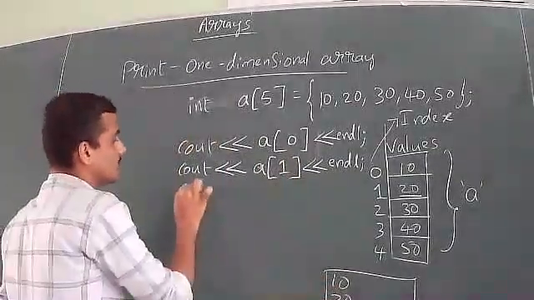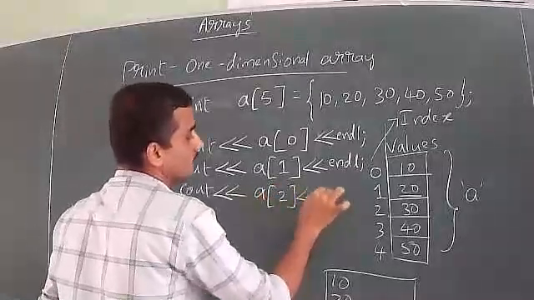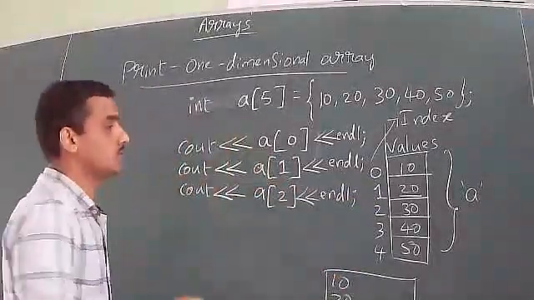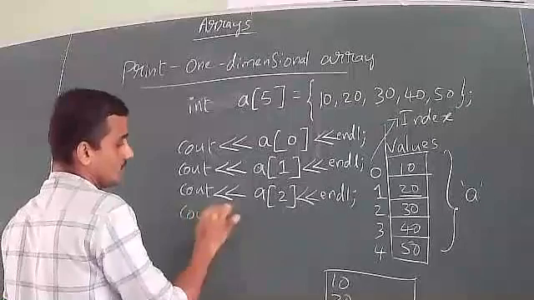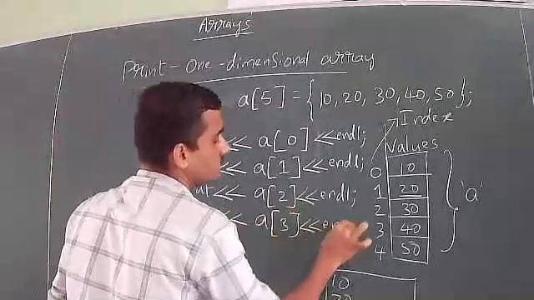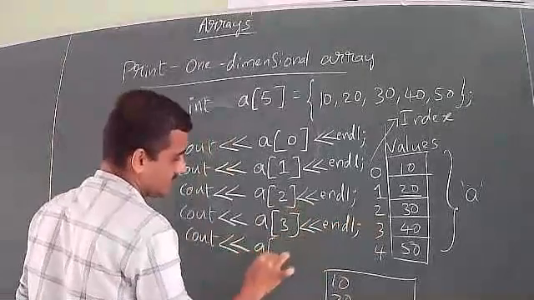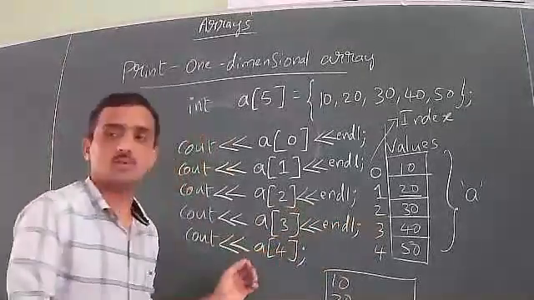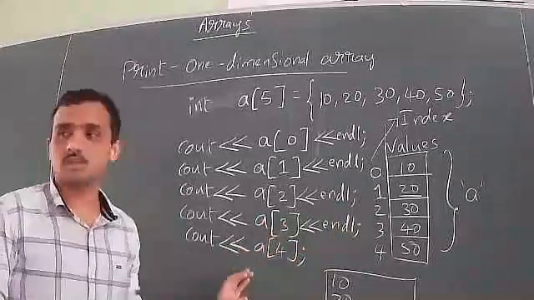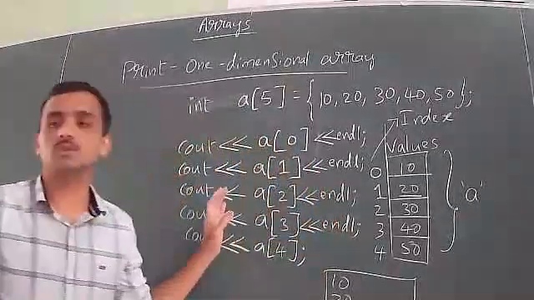Similarly, cout A of 2 endl. This statement will display the value 30 on the next line. Two more values are there, 40 and 50, which we can display by using the array name with the index. For the last cout statement, if you don't give endl also, it's okay because there are no more values present after that. So 30, 40, 50. In this way, we can display the values of an array.